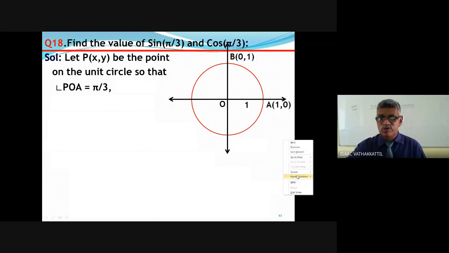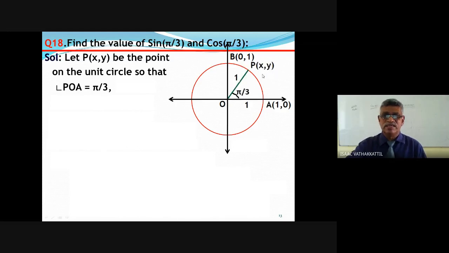So that angle POA, pi by 3 means 60 degrees, will be something like this. This angle is pi by 3. So P will be a point somewhere here, P(x, y). The x coordinate of P will be cos pi by 3, and the y coordinate of P will be sin pi by 3. OP is 1 unit, OA is also 1 unit. So x equals cos pi by 3 and y equals sin pi by 3.